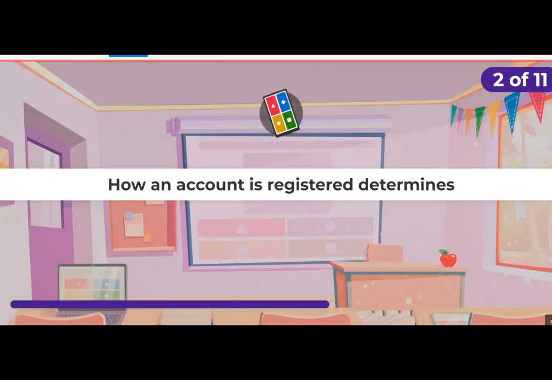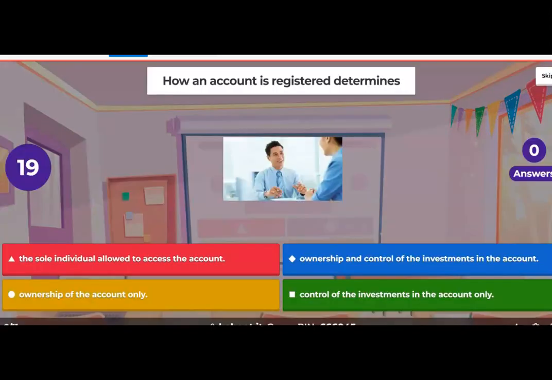How an account is registered determines: A, the sole individual allowed to access the account. B, ownership and control of the investments in the account. C, ownership of the account. D, control of the investments in the account.